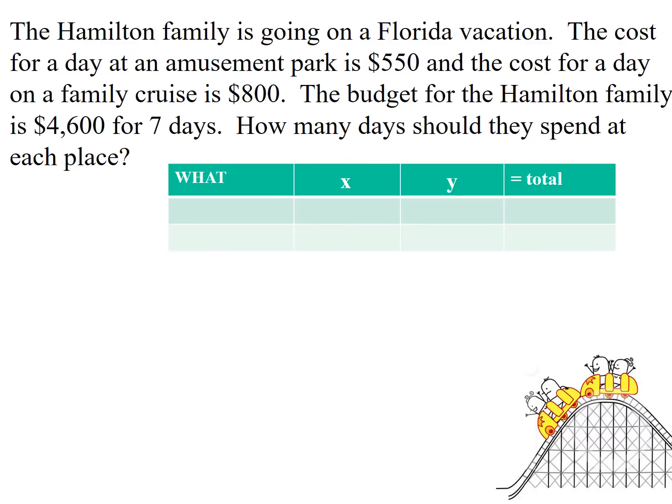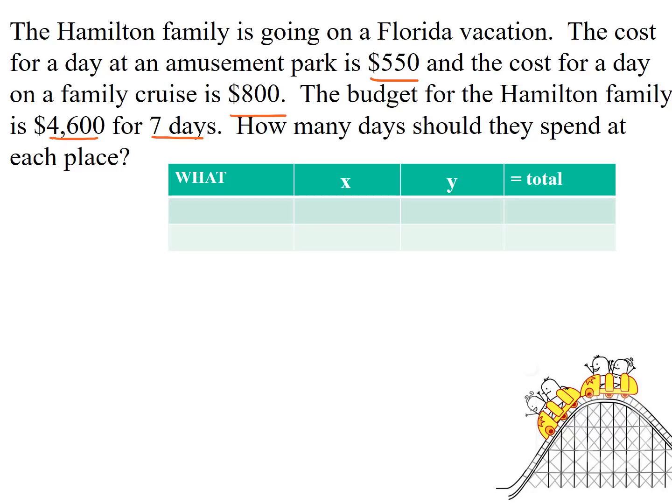So let's move on to example 2. In this example, the Hampton family is going on a Florida vacation. The cost for a day at an amusement park is $550, and the cost for a day on a family cruise is $800. The budget of the Hampton family is $4,600 for 7 days. How many days should they spend at each place?